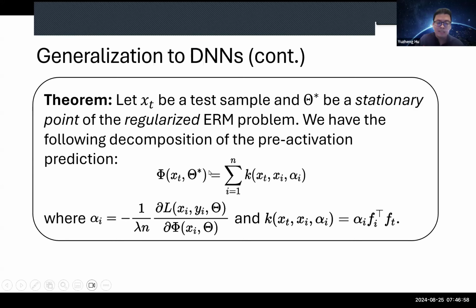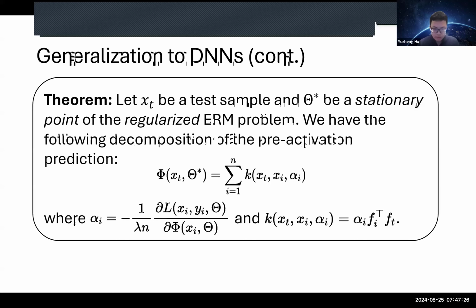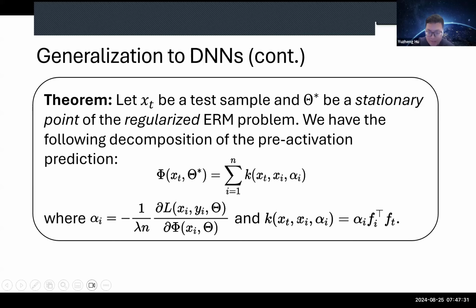So recall that this phi is the prediction before the activation function, which is sigmoid. So we have the following decomposition. We can write phi as a summation of these different k(xt, xi, alpha_i) for i from 1 to n. So we can interpret each term to be native or intrinsic to each sample. More specifically, we have this formula: k(xt, xi, alpha_i) equals alpha_i times fi transpose ft.